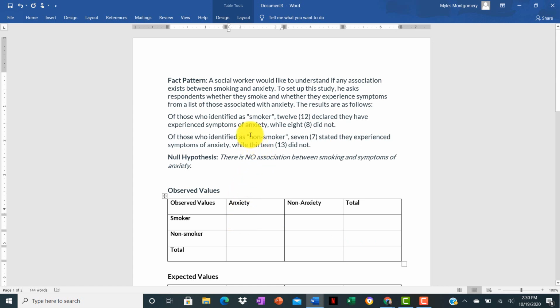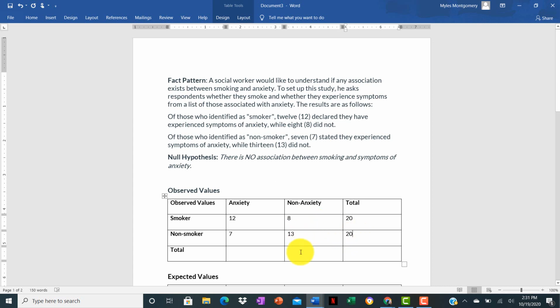So let's go up here where we saw smoker. In the smoker category where anxiety was experienced, there were 12 individuals who stated they were smokers and experienced symptoms of anxiety. Of the smoker category, 8 did not, for a total of 20. Now we'll go down to non-smoker. For the non-smoker category, 7 experienced anxiety, whereas 13 did not. And again, we have an even 20 there.